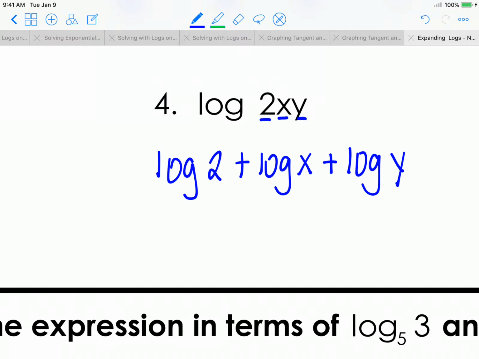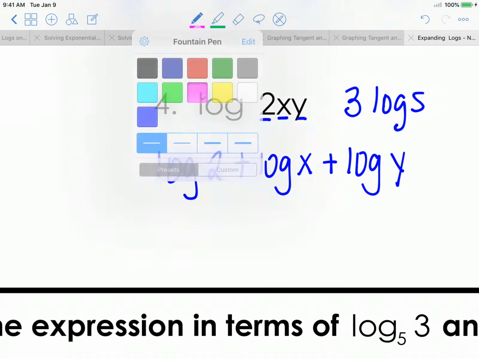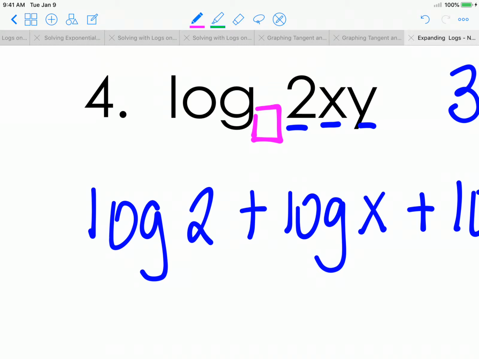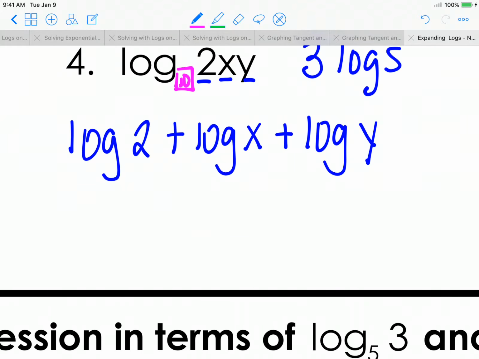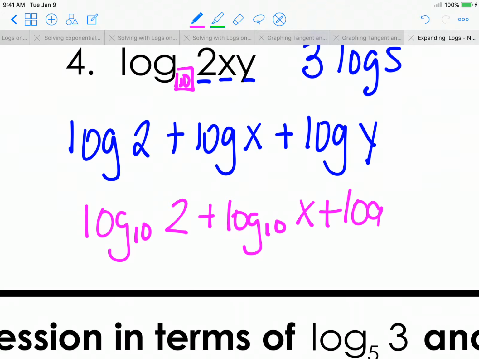Okay, so we had 3 variables, so you need 3 logs. And you guys, what do you remember about this? What is this called? Well, I said it's called a common log, so what is that really representing? A 10 right there. So you don't necessarily have to write the 10 if you don't want to. When we're evaluating them, you might want the 10 there, but you don't have to have them here. So this is fine. Or you could have written log base 10 of 2 plus log base 10 of x plus log base 10 of y. So this can be either or.